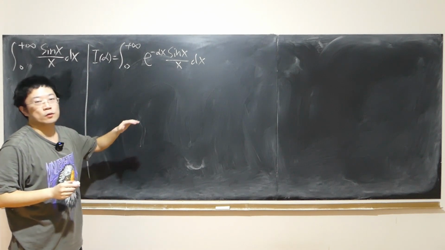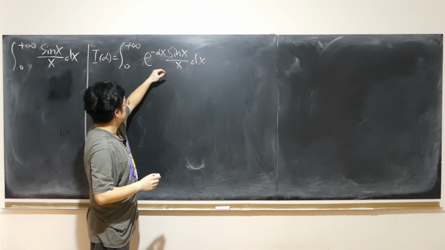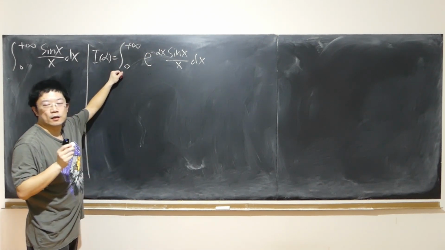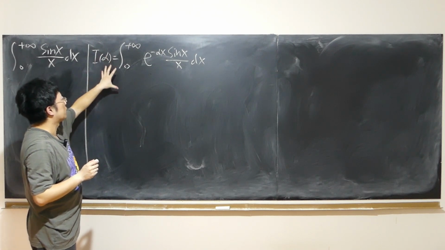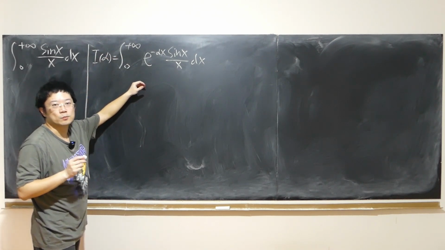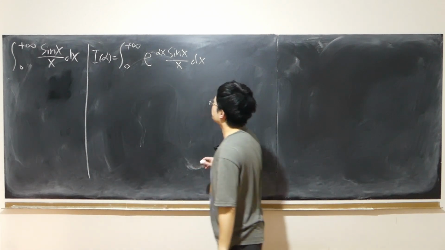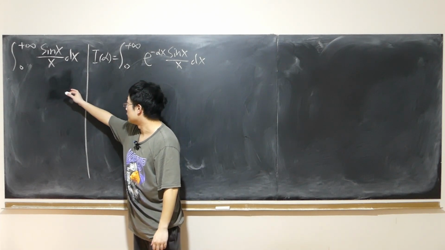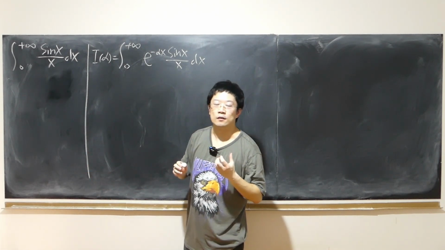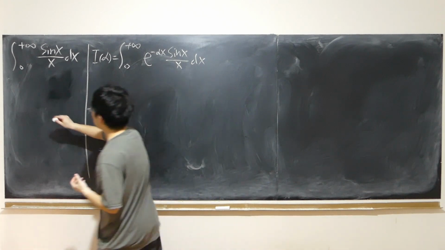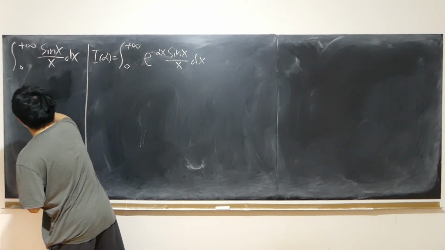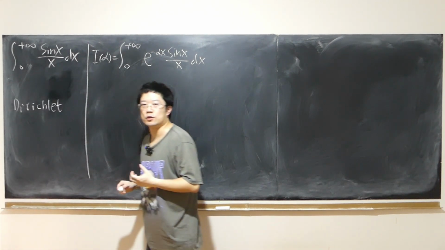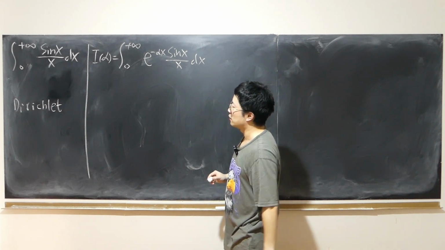Because obviously the integral is with respect to x, but as alpha changes, this definite integral value changes as well according to alpha. So that's why it can be viewed as a function in terms of alpha. And of course, this integral is definitely convergent just by using the Dirichlet test, which I will make a video in the future explaining.